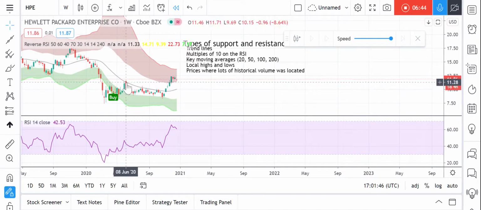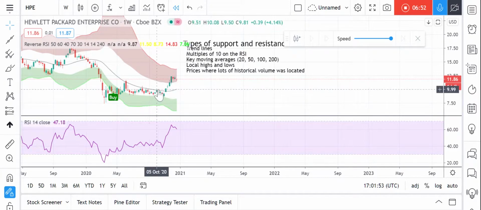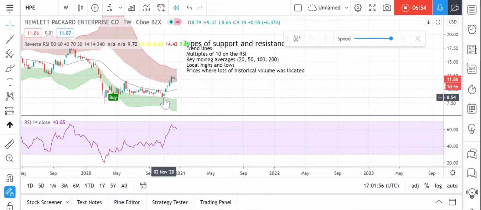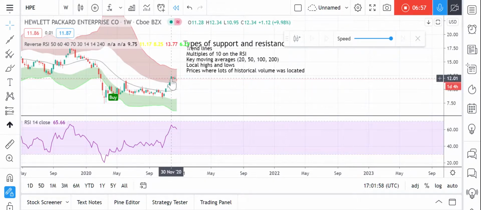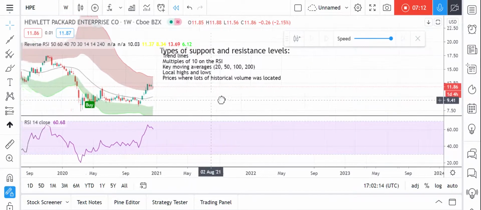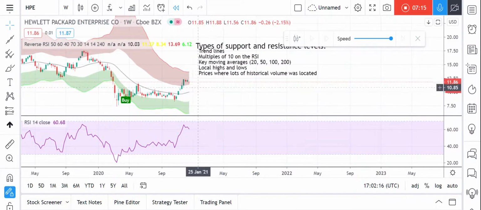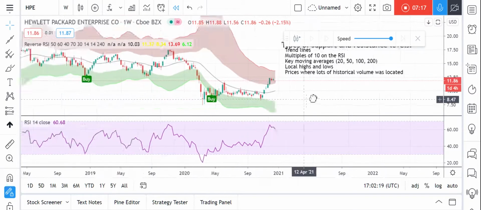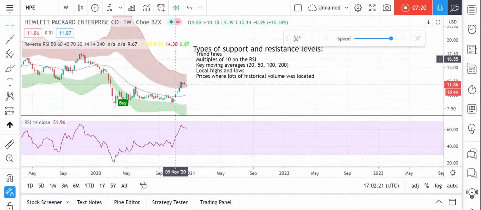You can see here 50 RSI has been a major resistance level on HPE since June. We tested it here, here, here, here, and here, and every time we got rejected. Once we crossed it, it was a pretty decisive move upward. We pushed straight through that 60 RSI level. Now we're coming back down, testing that 60 RSI level, and it may act as support for another move upward. Or we may come back down to the 50 and test it again. So those RSI levels are less important than some other types of resistance and support, but they can be very significant.